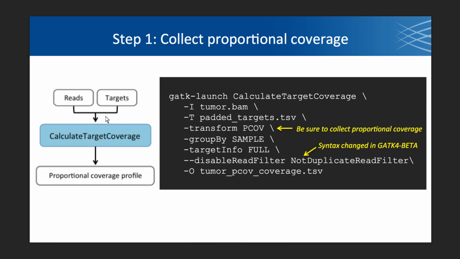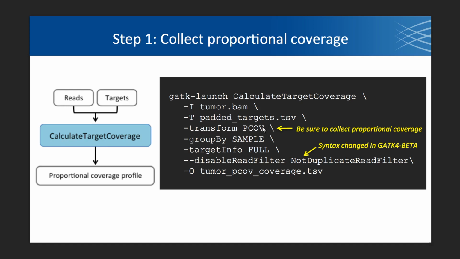So step 1, we take our reads and our targets. We go through calculate target coverage, and we get our proportional coverage profile. There are 3 things to remember here. One is that you take your bait or target intervals that the capture kit provider gives you, and you want to pad them. We recommend 250 base pairs on either side. We have a tool that does this called pad targets, and it will intelligently pad them. Because in our hands, this has given us better results.